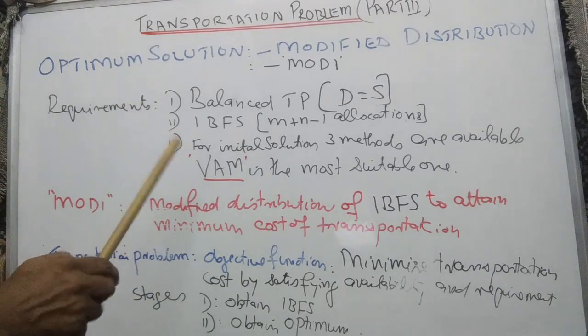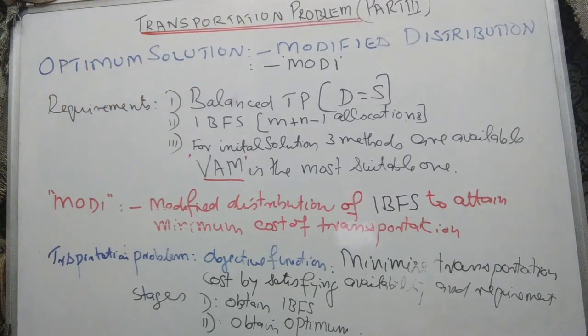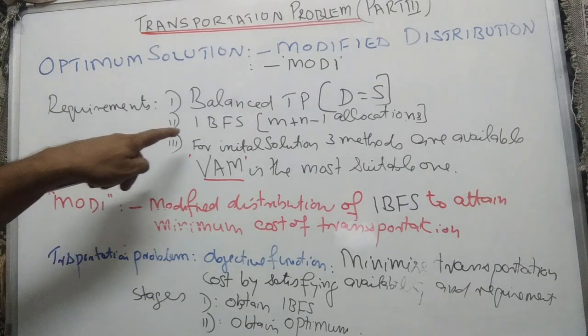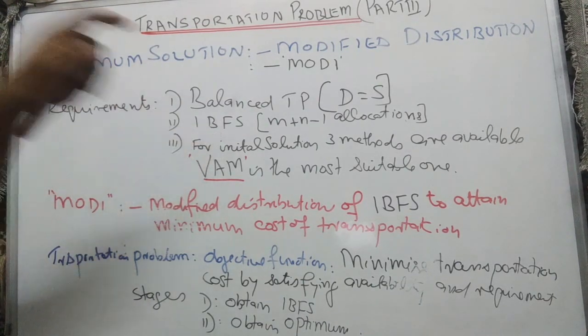Second one is the solution obtained by an initial method. We have three different methods: northwest corner rule, lowest cost entry method, and Vogel's approximation method, for obtaining an initial solution. That is a solution satisfying demand and supply conditions. The cost need not be optimum or minimum. It is known as IBFS.